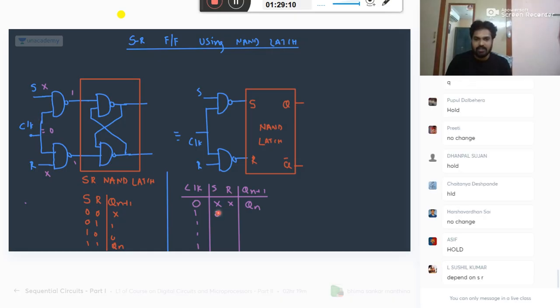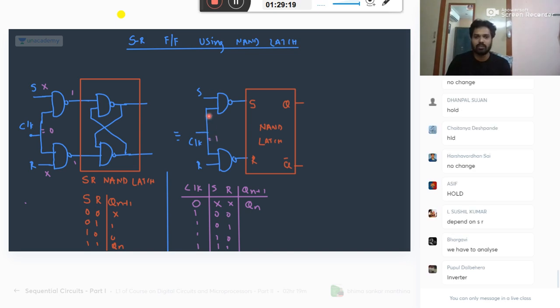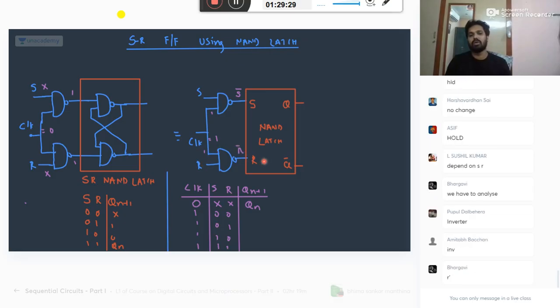Let's analyze it. When SR is 00, 01, 10, 11. When clock is 1 into anything, what is the answer? 1 into S is S, then the NAND gate gives S bar. 1 into R is R, then the NAND gate gives R bar. So whatever you give, it goes inverted. Just read this table in reverse. What is the reverse of this table? Qn, 0 1 in value.